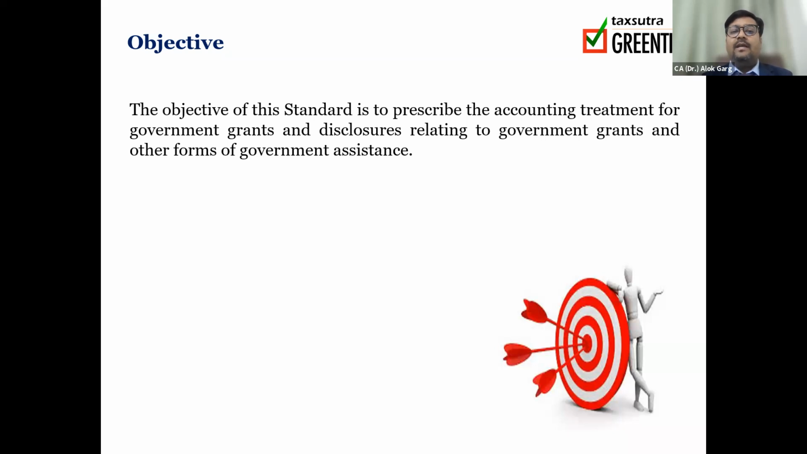And that is why this standard talks about accounting treatment for government grants and disclosure relating to government grants. So when I say government grant, everything is there. But when I say government assistance, only disclosure is there. Accounting is not there, because accounting cannot happen because there is no value placed on it. So now you have understood that yes, there are two sections. One is government grant and the second one is government assistance.